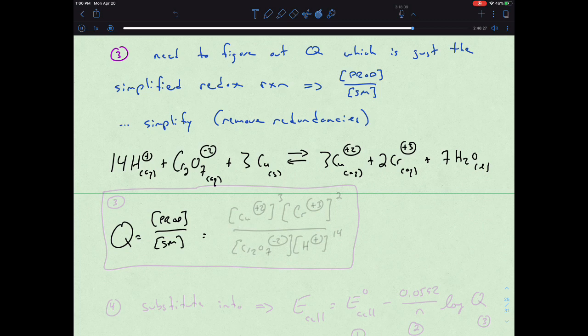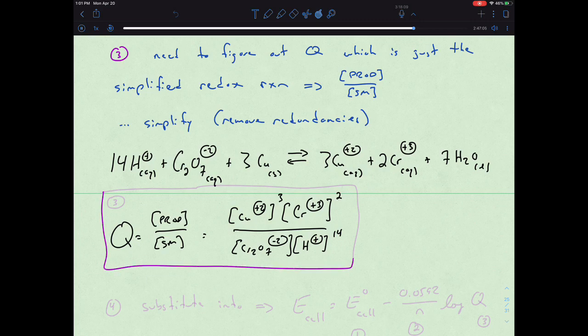And so that now allows us to determine our Q portion, meaning Q would be equal to our products, which would be the copper +2, that quantity cubed, times the chromium +3, that quantity squared, over the dichromate times the proton concentration raised to the 14th power. So there is Q, and there is basically step 3.